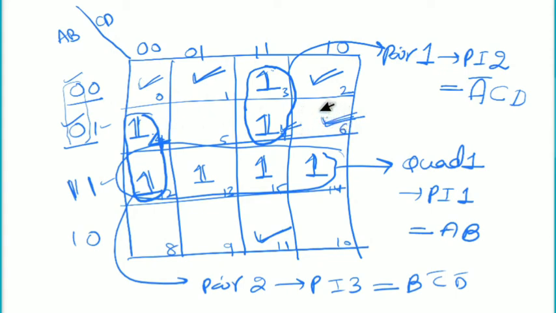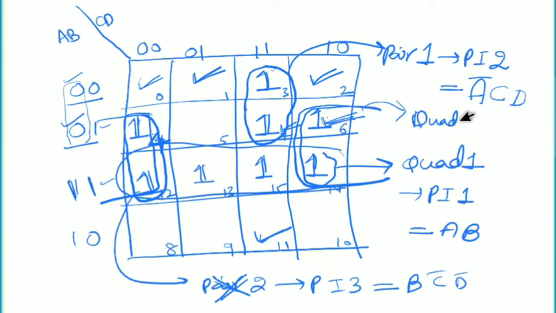If cell number 6 also had a 1, then I would have chosen a quad instead of a pair. What is that quad? Simply choosing cell numbers 4, 12 and cell numbers 6 and 14. Then it will give one more quad; already quad 1 is there, so it will become quad 2. Then instead of this pair you will get one more prime implicant answer, right. So in this way you can do.